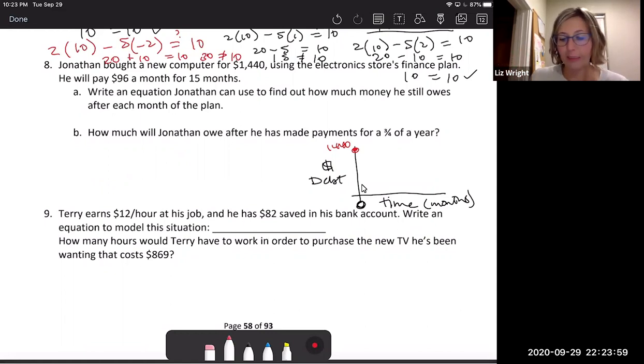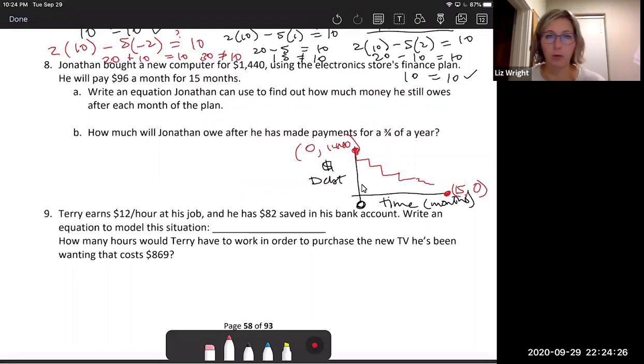How much are we going down every single month? We're paying 96 bucks. So we're going down 96 over 1, down 96 over 1, down 96 over 1, down 96 over 1, until we get all the way over here. And how many months? It's going to be 15 months, when we finally owe $0. If you wanted to, you could figure out your equation from those 2 ordered pairs, 0 and 1,440, and 15, 0. You could find your slope, and then you already have your y-intercept.